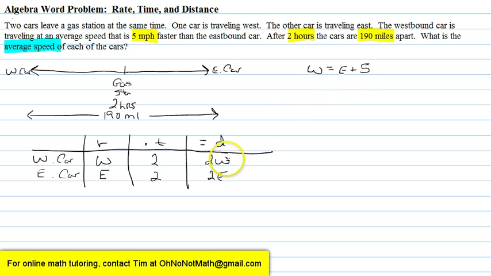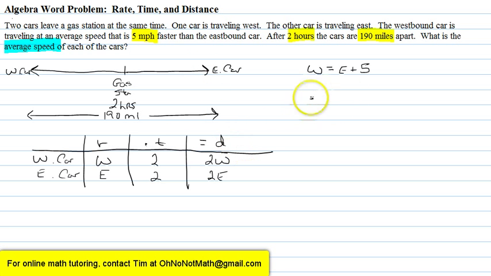For the second equation, we're going to use the distance information. We know that the distance that the westbound car traveled, which is 2W, plus the distance that the eastbound car traveled, which is 2E, equals 190 miles, right? The cars start from here. The eastbound car travels this distance, 2E. The westbound car travels this distance, 2W. So we know that both of those two distances together sum up to 190.